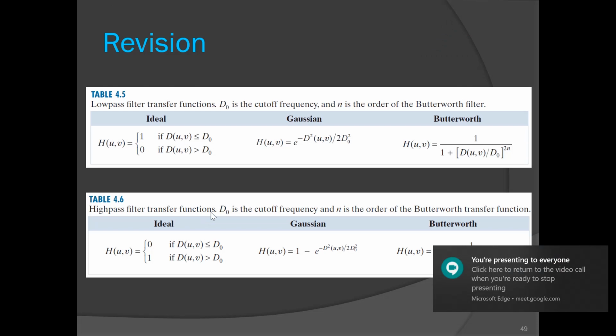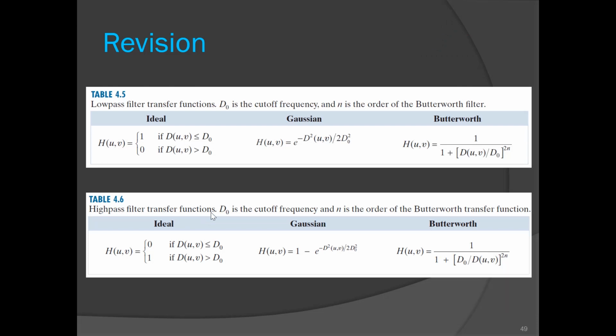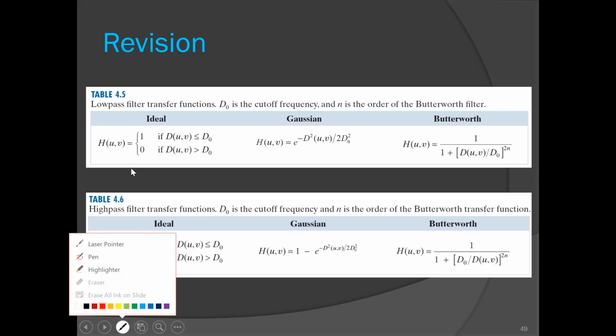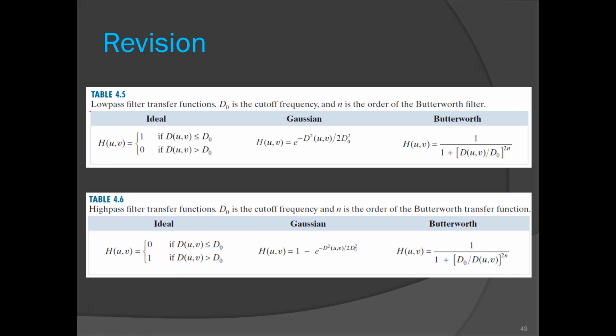So we started with filtering in the frequency domain in the last class. There we have seen various types of low pass filters and high pass filters. And what is the meaning of low pass filter? They are the filters which attenuate high frequencies while passing the low frequencies. So they pass the low frequency, that's why we call them low pass filters. And high pass filters have the opposite property. They pass the high frequency and they attenuate the low frequency components.